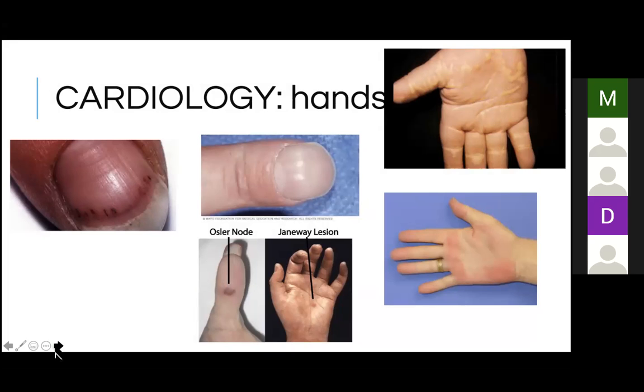The first one is splinter hemorrhage. Yeah, good. The second one is clubbing. And the third one, they have written Osler's node, and Janeway lesions. And the fifth one is palmar erythema, I think. Good. And the other one is... I'm not sure. So it's xanthelasma, basically. So lipid deposition in the hands.